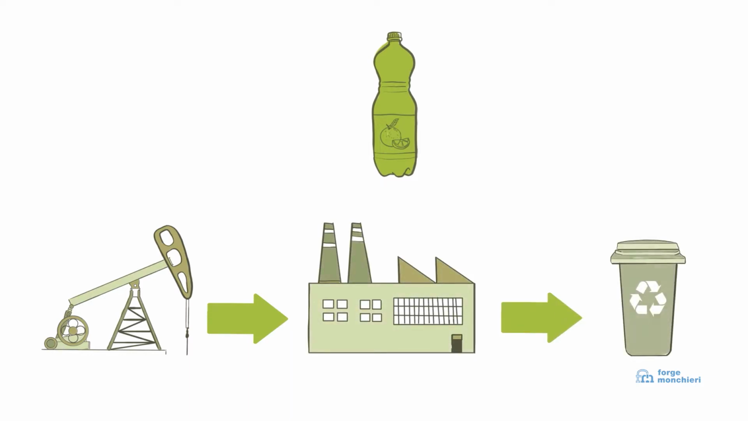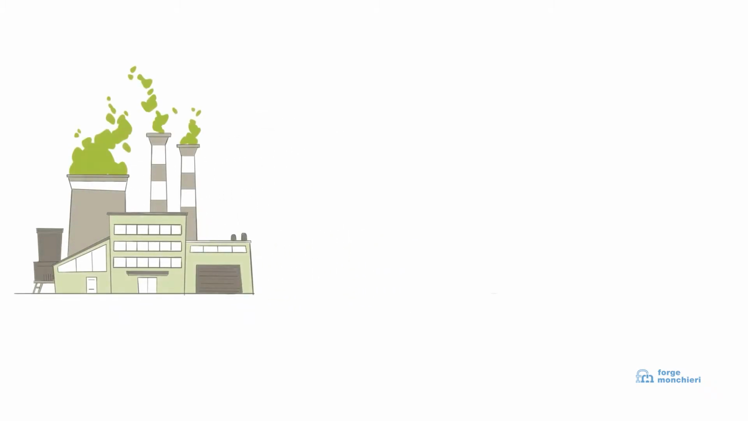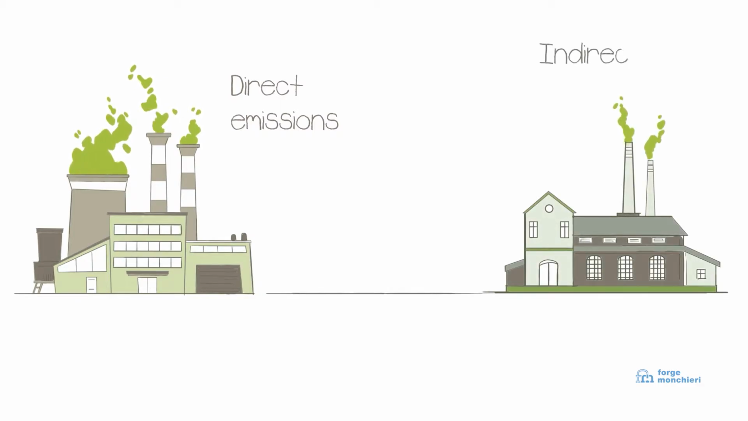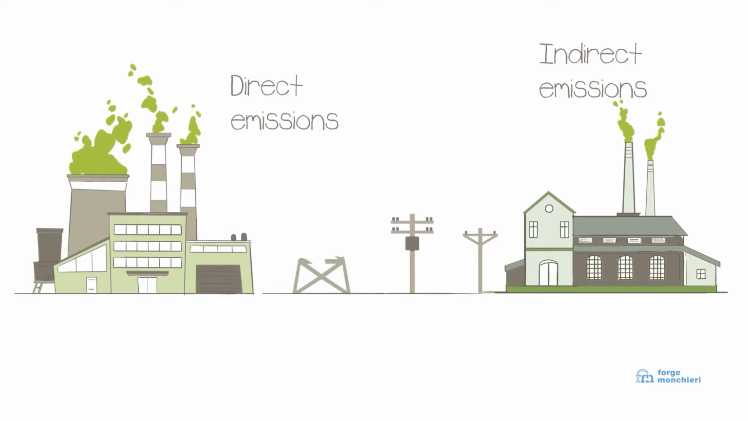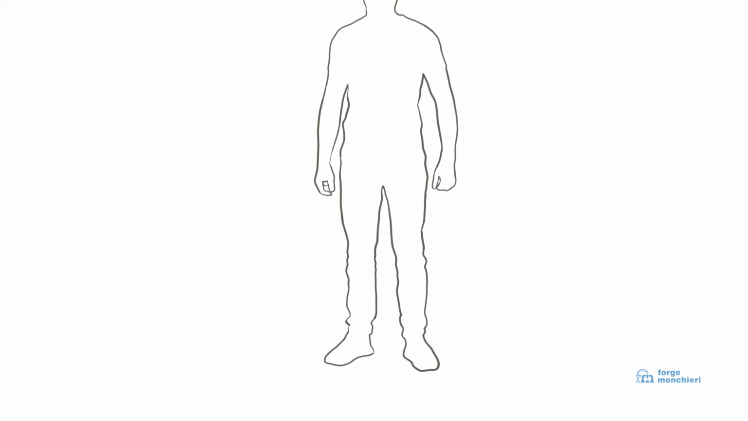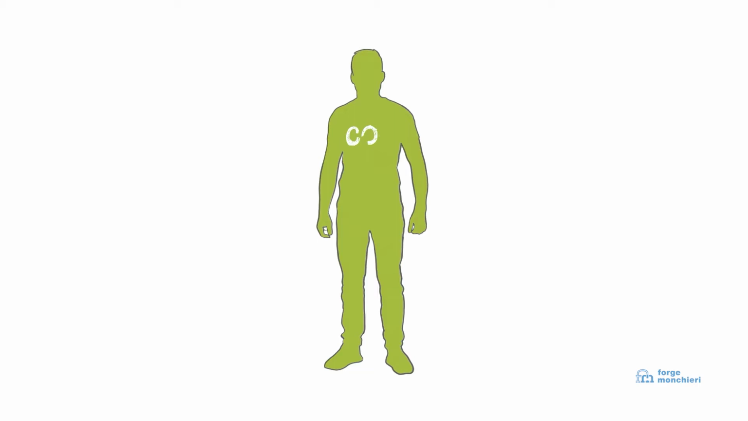final disposal. There are two types of emissions associated with a company's organisation: direct emissions, which come from sources owned or controlled by the company, or indirect emissions, which are a consequence of the company's activities, but whose sources are controlled by third parties. Individuals also contribute to the production of greenhouse gases, and their carbon footprint is calculated taking into account various aspects of daily life.